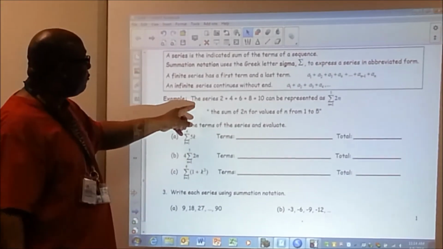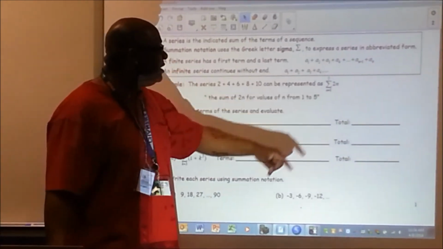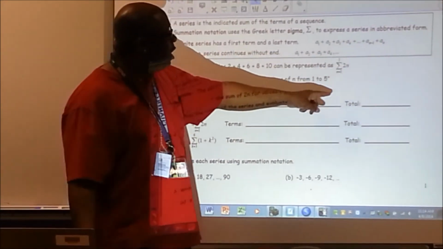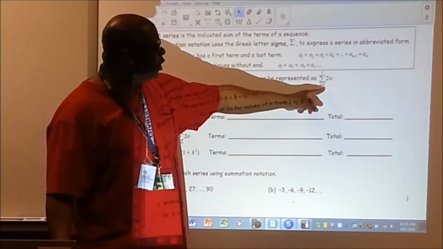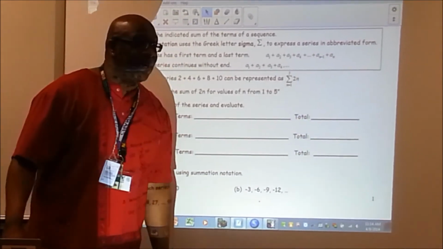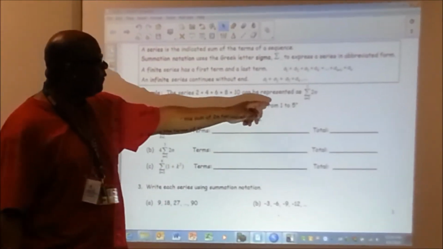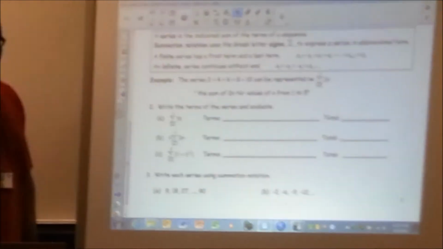Example: the series 2 plus 4 plus 6 plus 8 plus 10 can be represented in summation notation where n equals 1, that's our first term, and 5 is our fifth term, and our explicit formula is 2n. The sum of 2n for the values of n from 1 through 5.